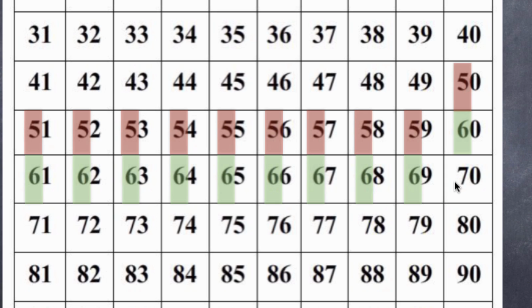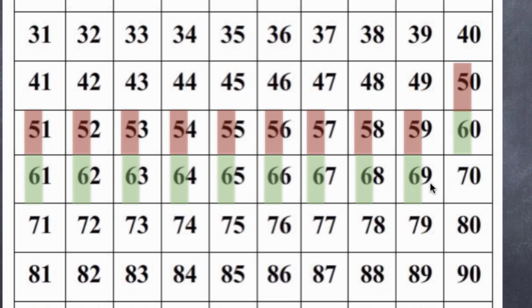But to know when it's going to change, it's important to look back at that ones place, or the last digit pattern. So remember, from the last slide, we saw that ones digit pattern, and it went 0, 1, 2, 3, 4, 5, 6, 7, 8, 9, and then it started over again. 0, 1, 2, 3, 4, 5, 6, 7, 8, 9.